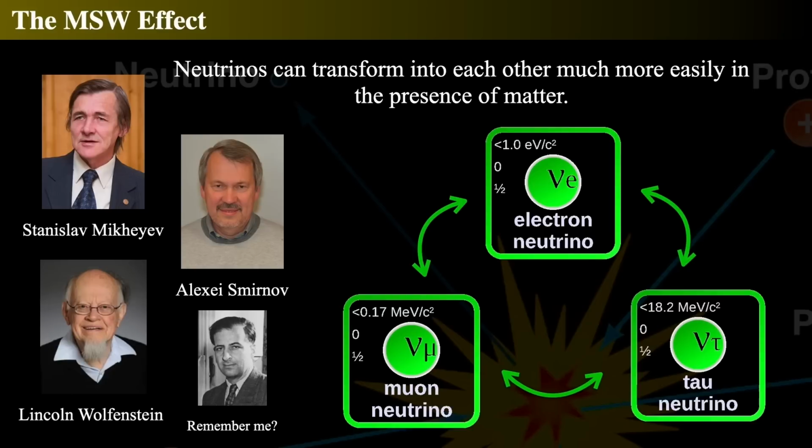Now, the exact mechanism for the MSW effect, named after Mikheyev, Smirnov, and Wolfenstein, has to do with the weak nuclear force and its very short range of effect, and the density of electrons. The higher the density of electrons, the greater the effect. Remember that neutrinos don't interact via electromagnetism or the strong nuclear force, only the weak nuclear force and gravity. This MSW effect shows that there's a small chance that the neutrino does make the change, but it needs to pass through a lot of matter and specifically a lot of electrons to do so. But the sun's got that covered.